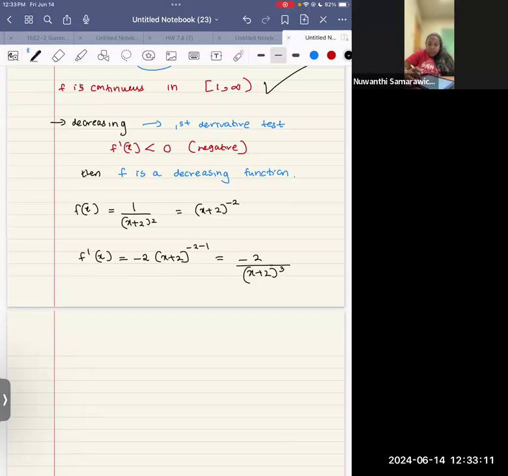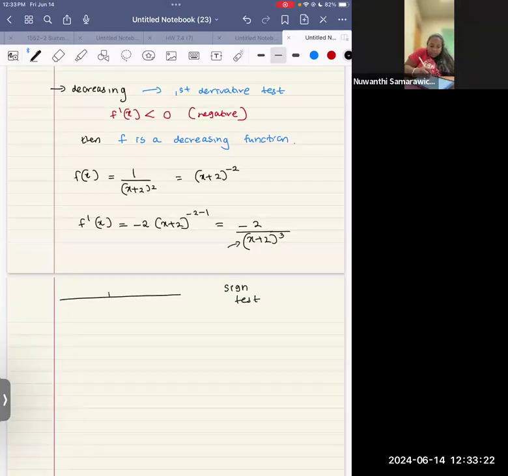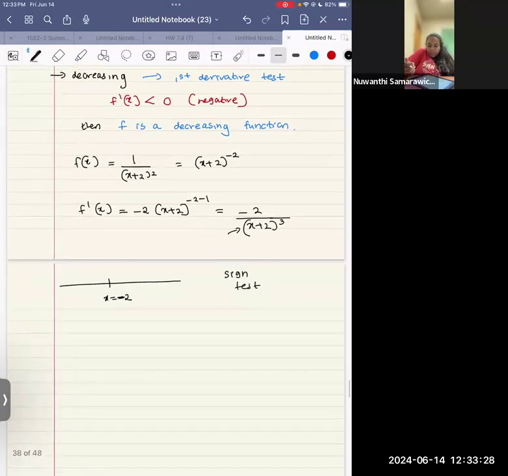It's negative. Okay, but remember we have to check the sign test. At x equal to negative 2, the denominator becomes 0. So we have to check beyond negative 2 and less than negative 2. If we take less than negative 2, is the first derivative positive or negative?